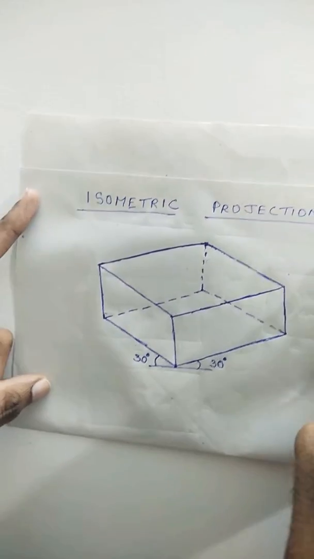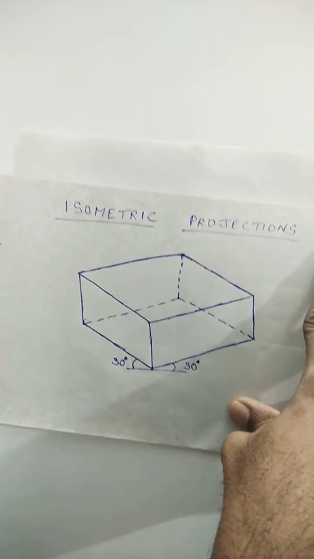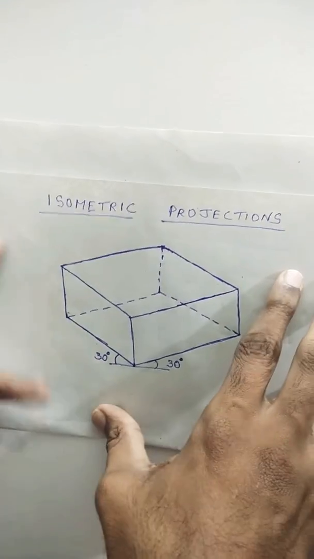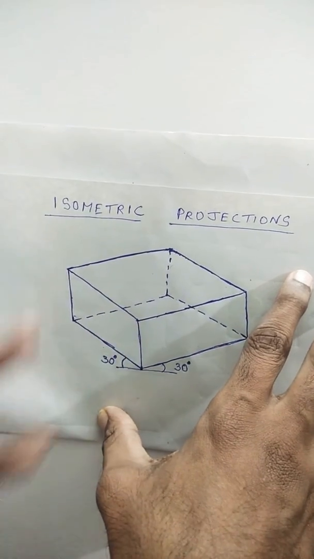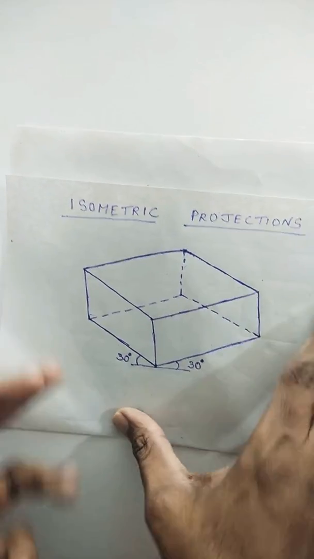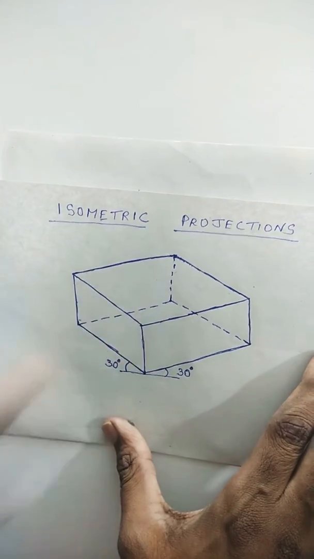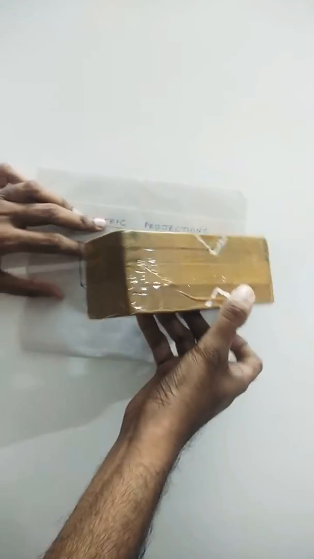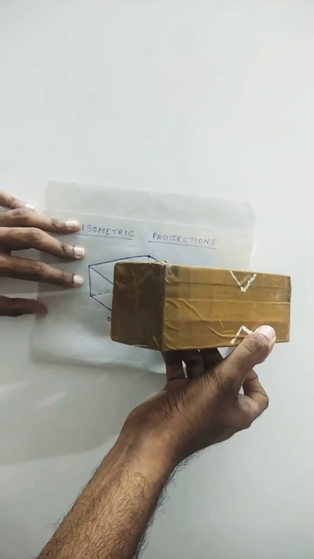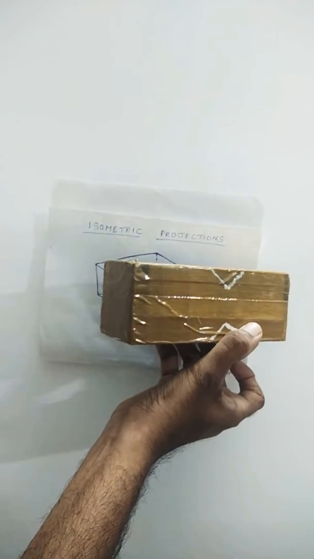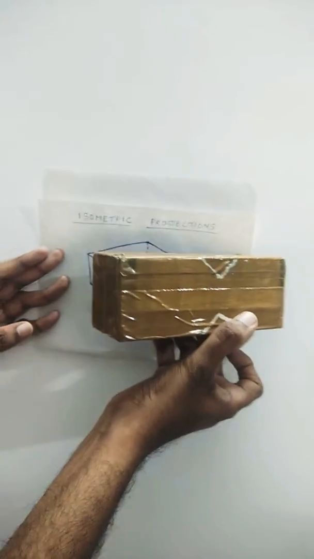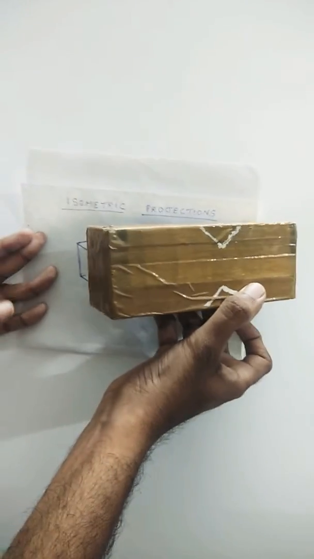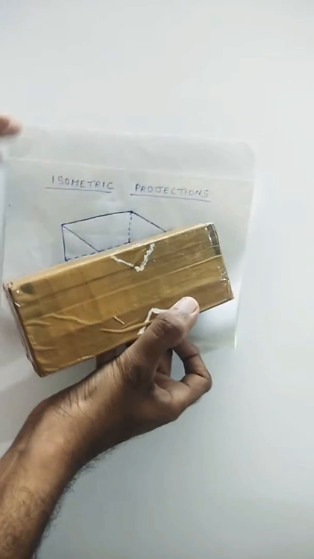So what we are going to assume is we are not going to view the solid exactly from the front. Instead of that, we are going to view the solid at a particular angle, an angle of 30 degrees. So instead of viewing this rectangle block exactly from the front, I'll be placing this rectangle block at an angle of 30 degrees, and then we will be viewing it. Then how this rectangle block will look like, that we are going to draw in isometric projection.